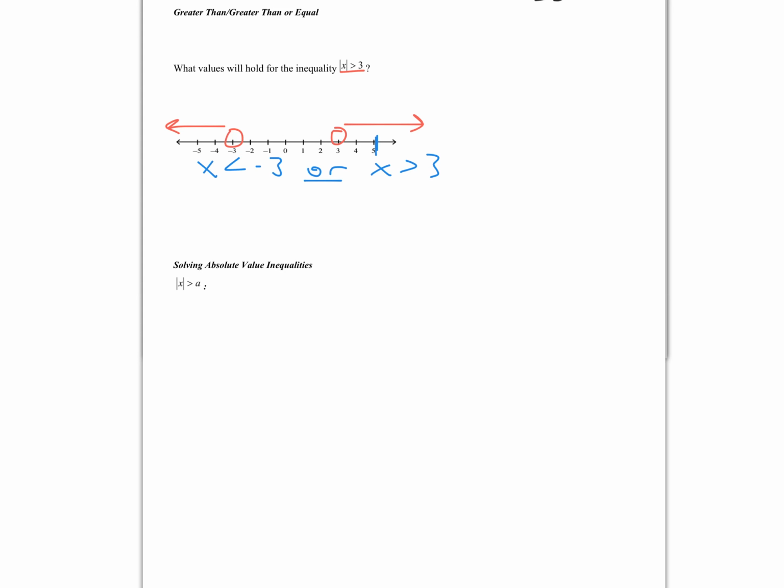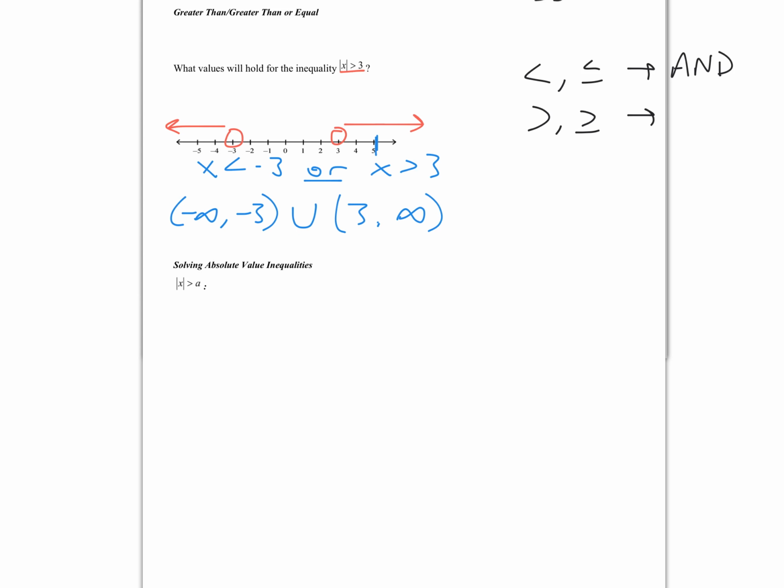Well, if I look at what that's going to be for interval notation, remember with or statements, we have to use that U in the middle. We're going to say from negative infinity to negative 3, union 3 to infinity. So if you need to write this down, when we have less than, it's an and statement, like those ones we've done above. We just looked at greater than is going to be an or statement. That's very nice to have in your notes for the assignment and for the test coming up later.